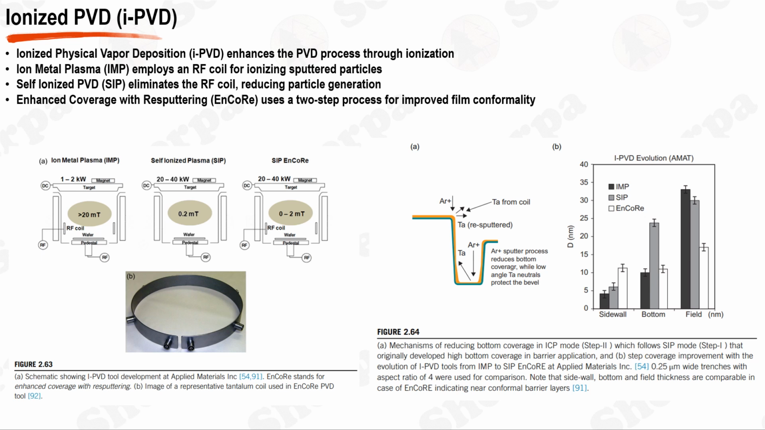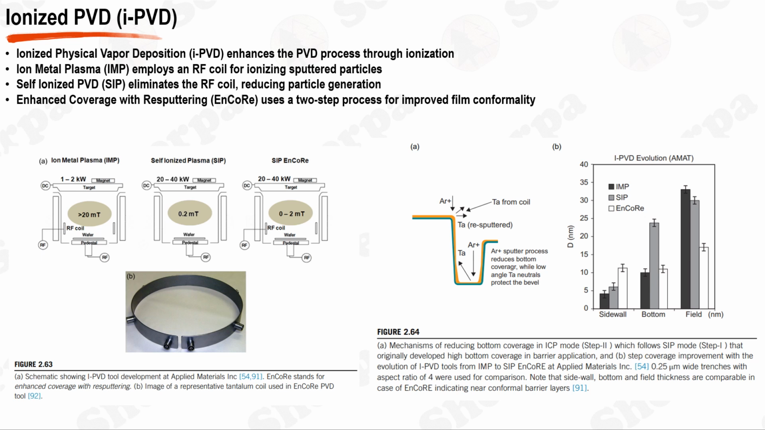Lastly, ENCO-RE, enhanced coverage with resputtering, another i-PVD variant, aims to further optimize the deposition process. It uses a tantalum coil for barrier layer deposition, typically adopting a two-step process to improve the conformality of the tantalum film.